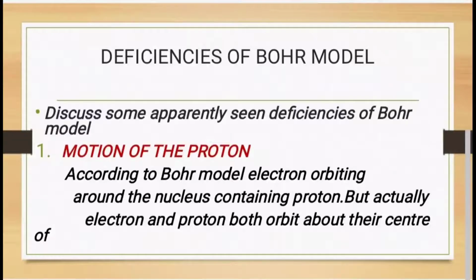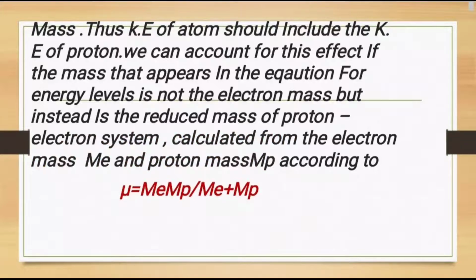Deficiencies of Bohr model. Discuss some apparent deficiencies of Bohr model. The first one, motion of the proton. According to Bohr model, the electron orbits around the nucleus containing the proton, but actually the electron and proton both orbit about their center of mass. Thus, the kinetic energy of the atom should include the kinetic energy of the proton. We can account for this effect if the mass that appears in the equation for energy levels is not the electron mass but instead is the reduced mass of the proton-electron system.